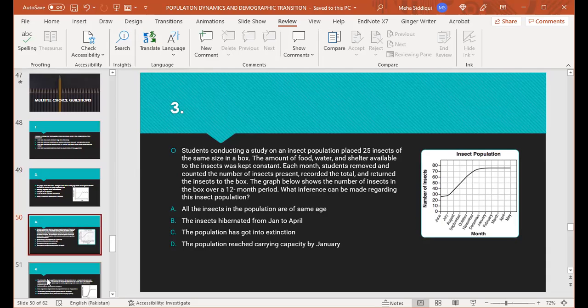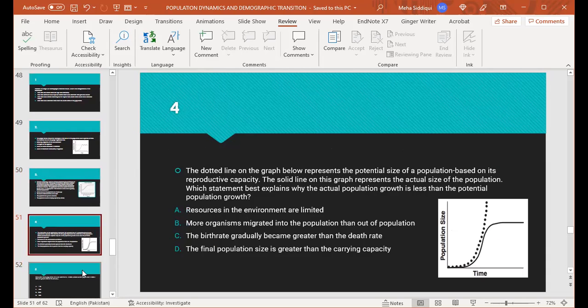All the insects in the population are of the same age. The insects hibernated from January to April. The population has gone into extinction. The population reached carrying capacity by January. D. It is easily seen in the graph that from January the population growth has sustained and reached the maximum capacity.